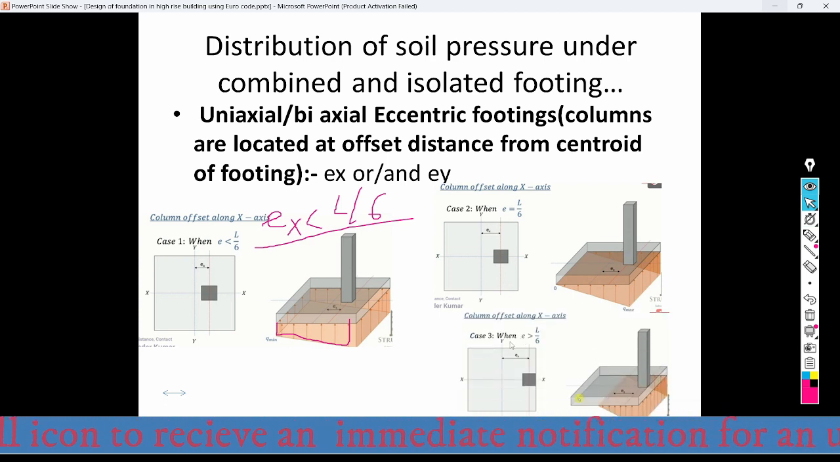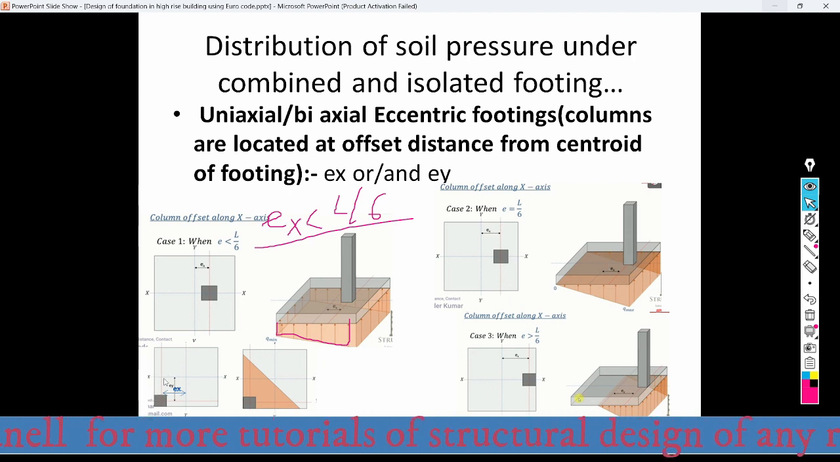And when the geometrical eccentricity of the column with reference to the footing is greater than L over 6, just like this, the pressure distribution looks like this one. So the soil pressure will be 0 at the center and maximum at the edge. These are uniaxial cases, this and this and this, a uniaxial directional offset. That is the offset in x or in y direction only.